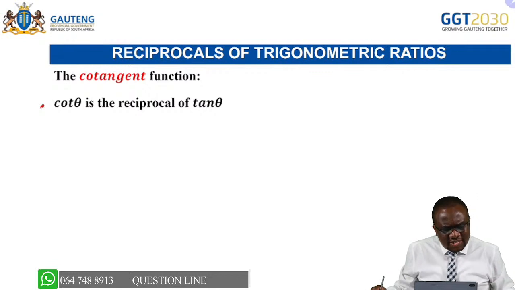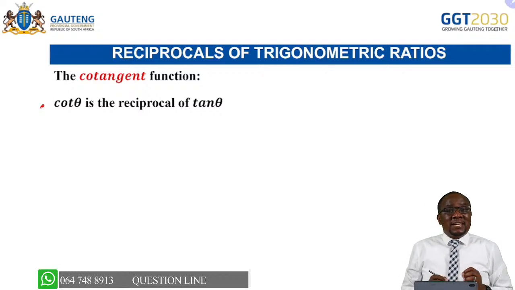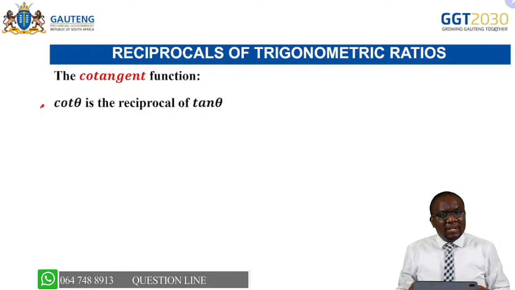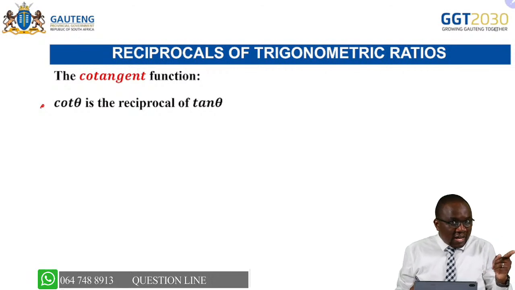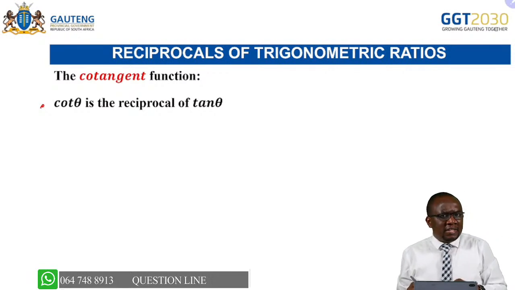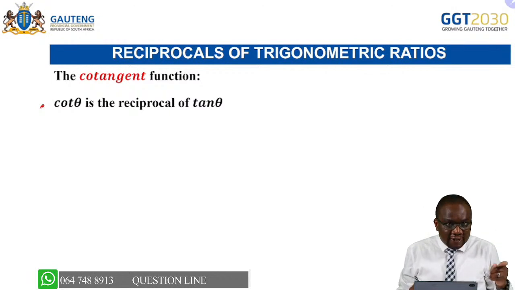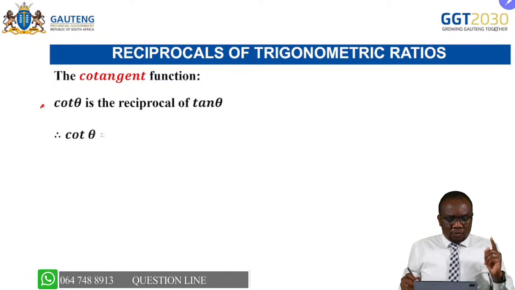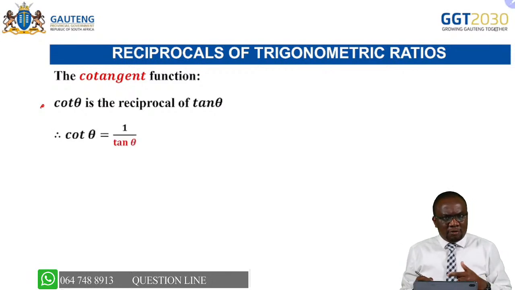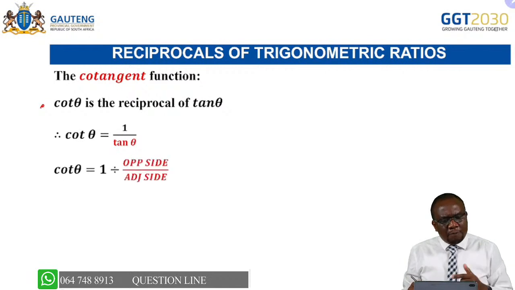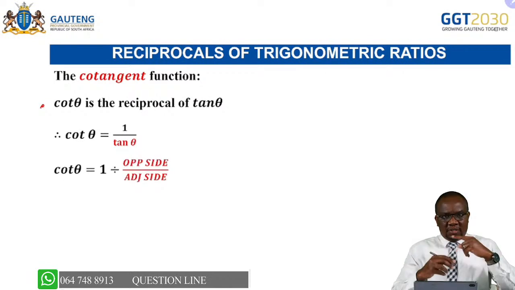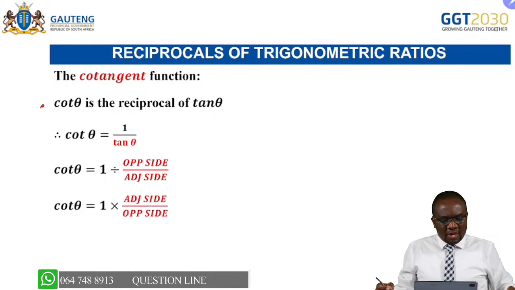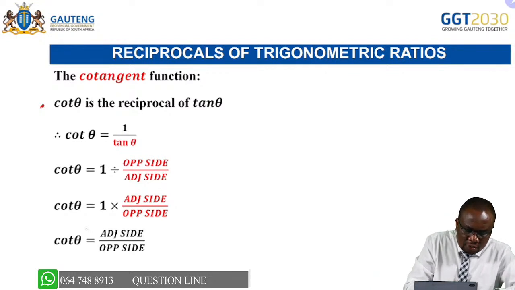Cot theta is the reciprocal of what? Tan theta, isn't it? Tan theta is opposite side over adjacent side. We said reciprocal, so we are dividing 1 by that number. The reciprocal of tan theta means dividing 1 by tan theta, and tan theta is opposite over adjacent. So we divide 1 by opposite over adjacent, which we flip and multiply, giving 1 times adjacent over opposite. This is our reciprocal, cot theta.